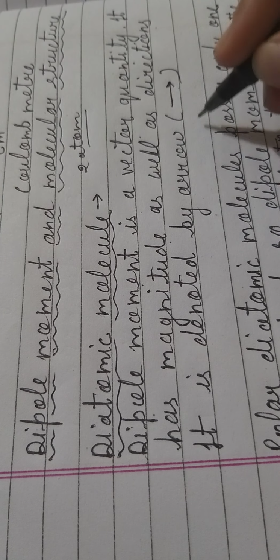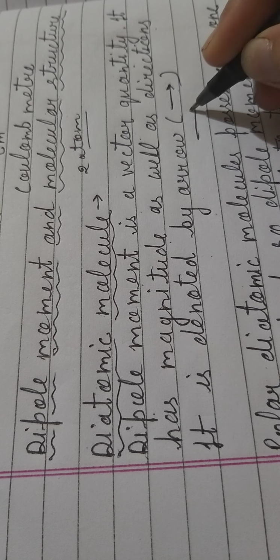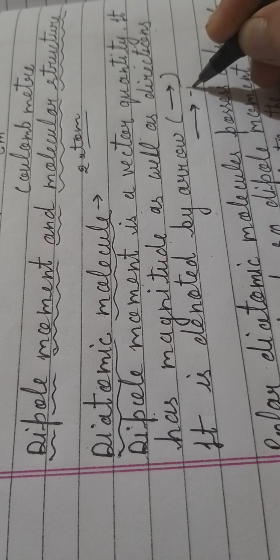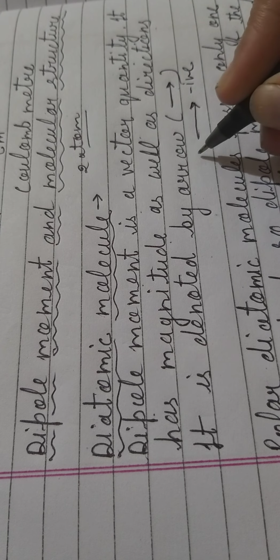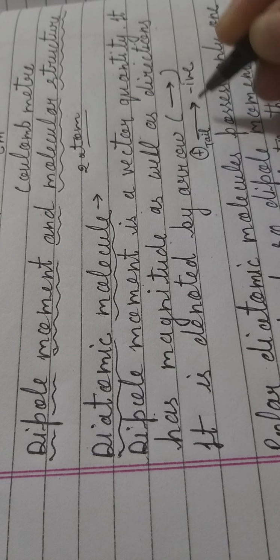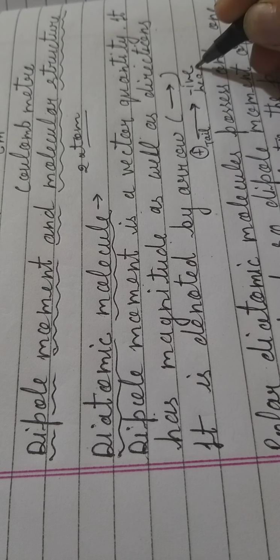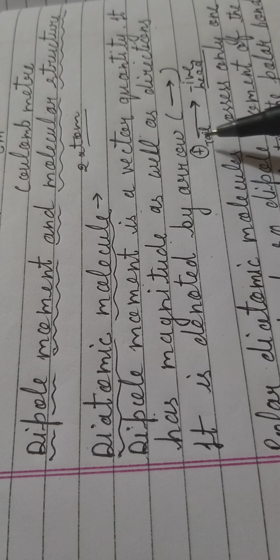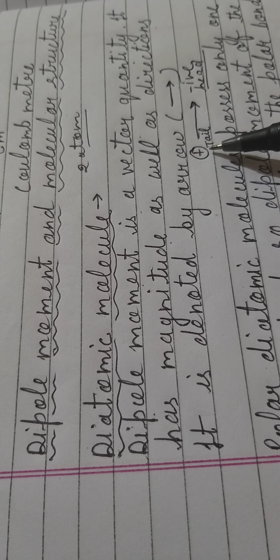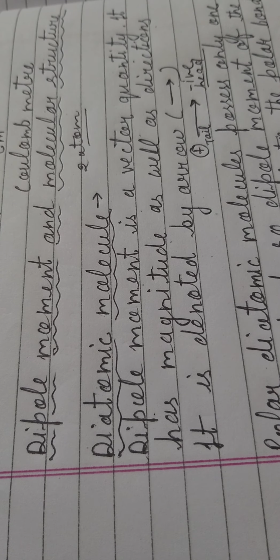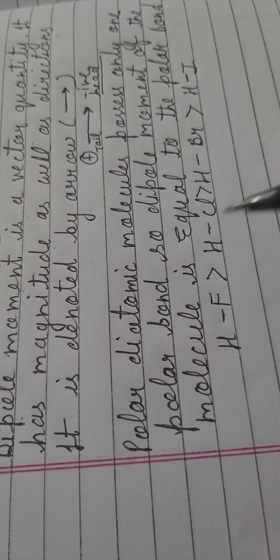And here you have to understand that the head of the arrow is always on the side of the more electronegative part, and the tail is on the side of the electropositive part. The head of the arrow is towards the electronegative side, and the tail of the arrow is towards the electropositive part of the molecule. Okay, now let's see here.